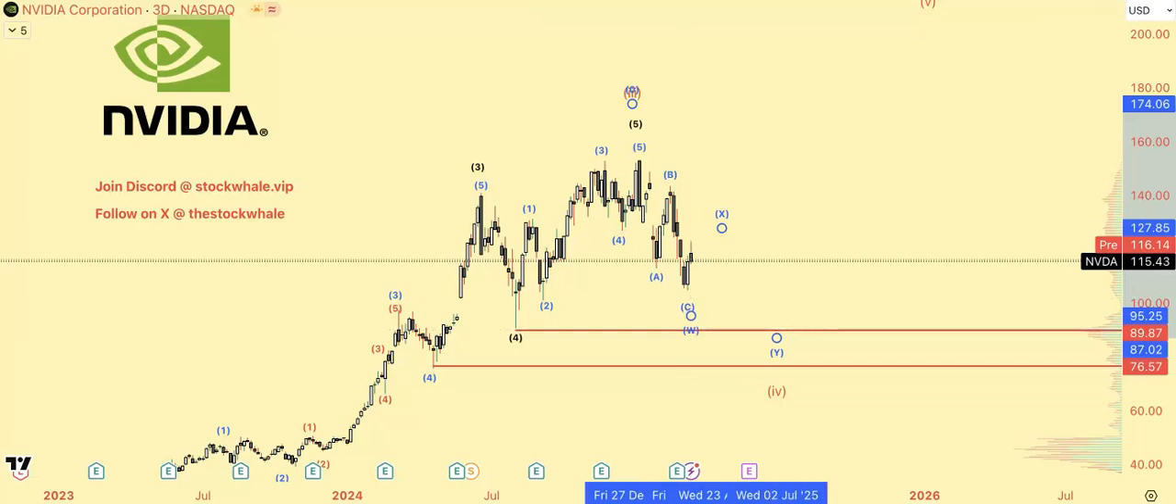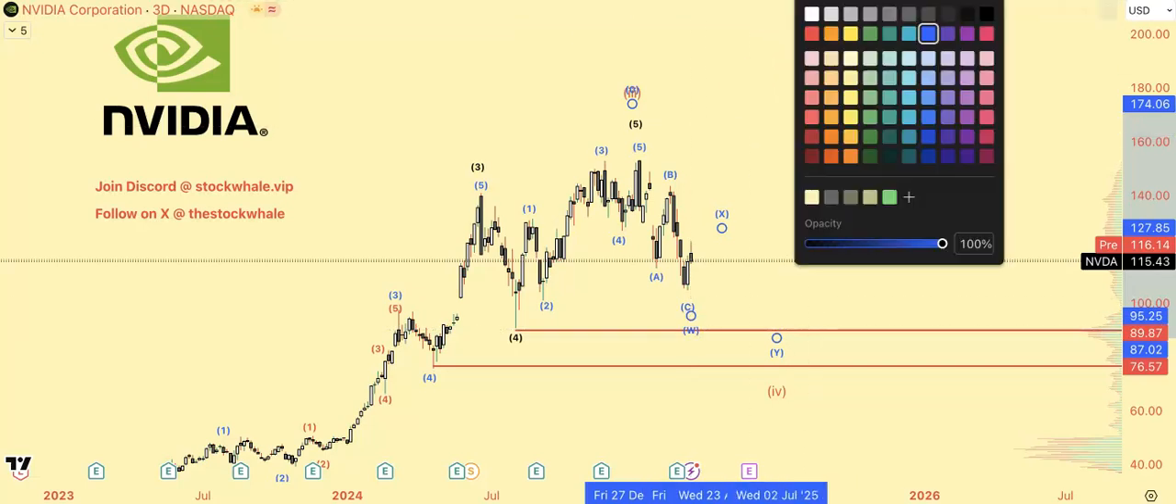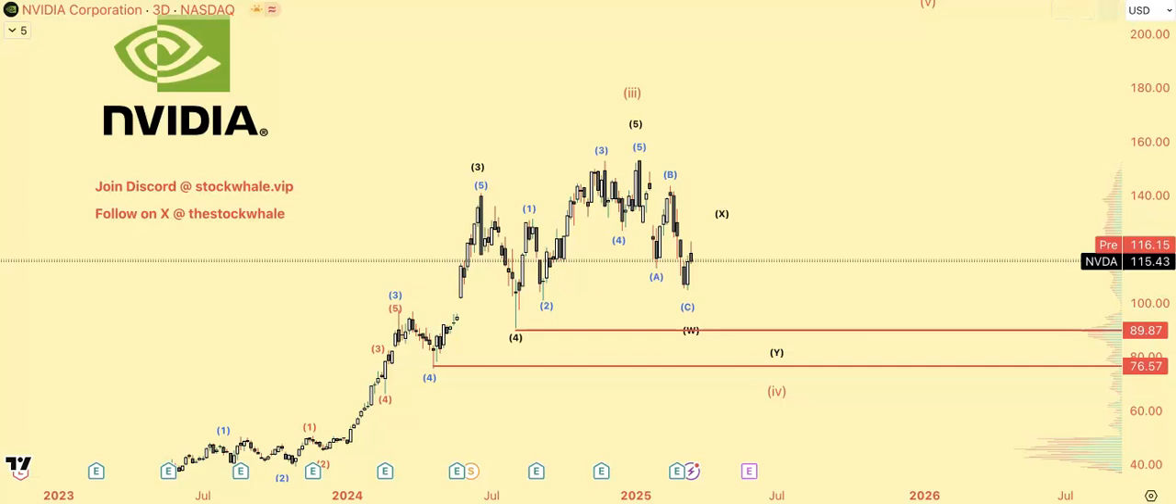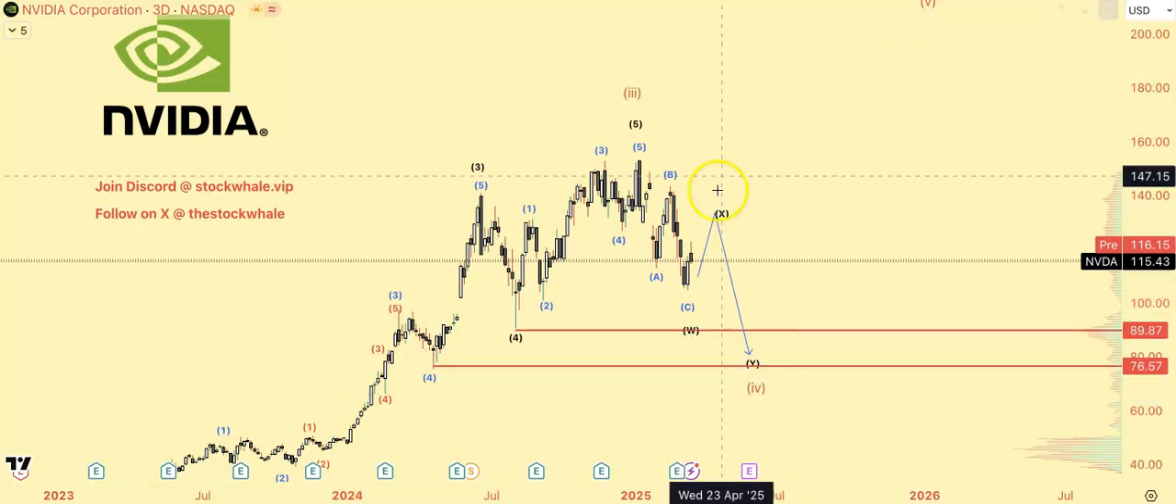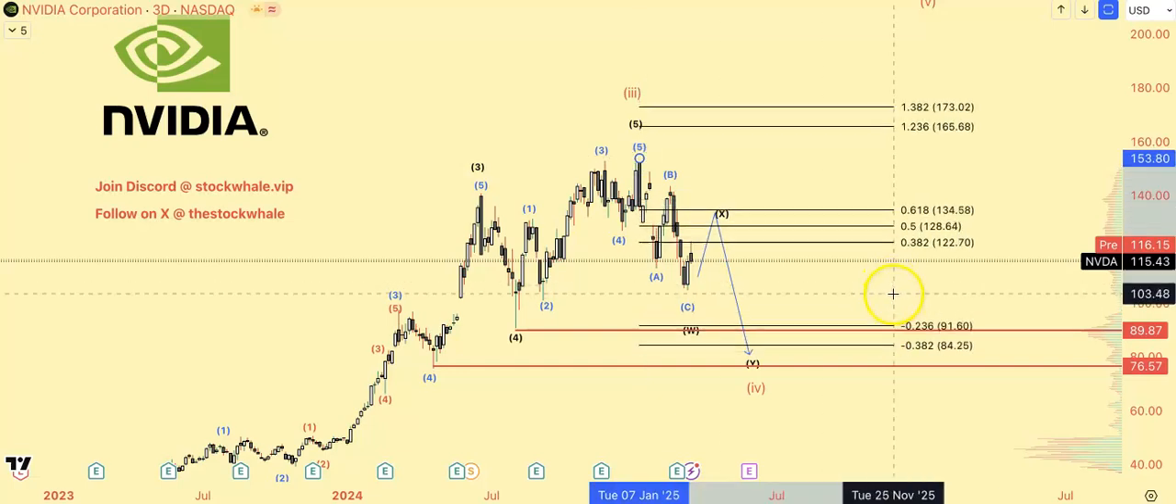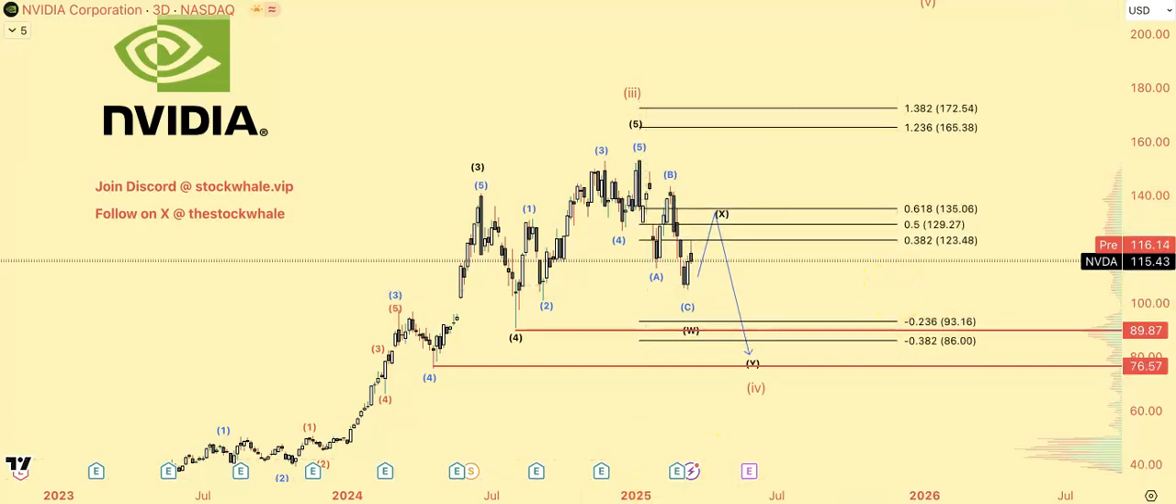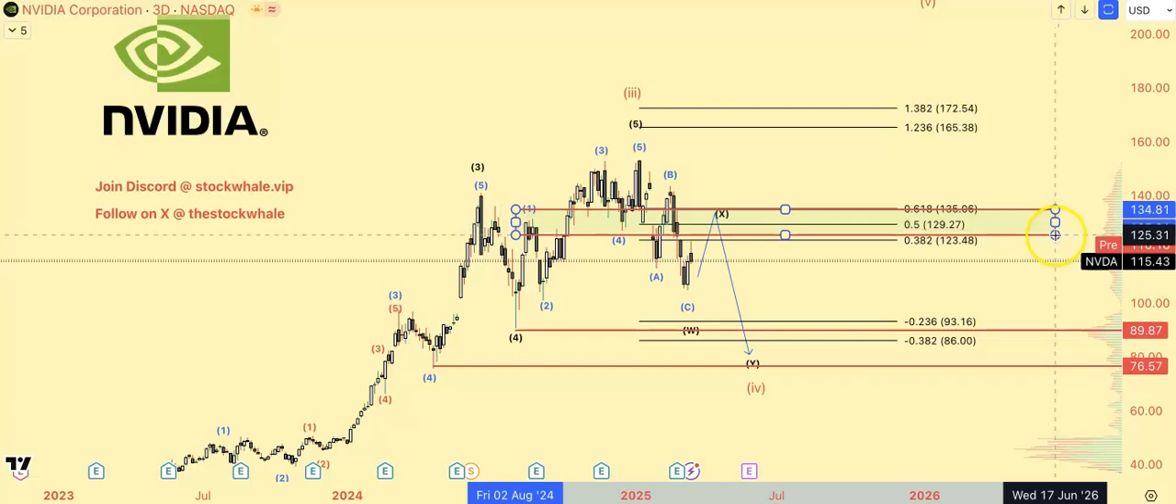So you're looking at, let's color this black, right? So you're looking at a double correction where NVIDIA is going to go up and then fail and then come down even more. So if you take the inverse fibs, you're going to be shorting anywhere between 123 up to 135.